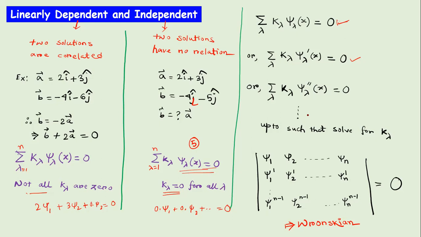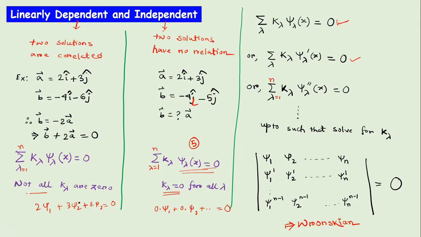And for that you can solve the equations and get the coefficients. So for n terms, that is lambda equals 1 to n, you need to differentiate up to n minus 1 times. That's why we differentiate all the psi up to n minus 1 times, and write them in a determinant form equal to 0, and this determinant is known as the Wronskian.